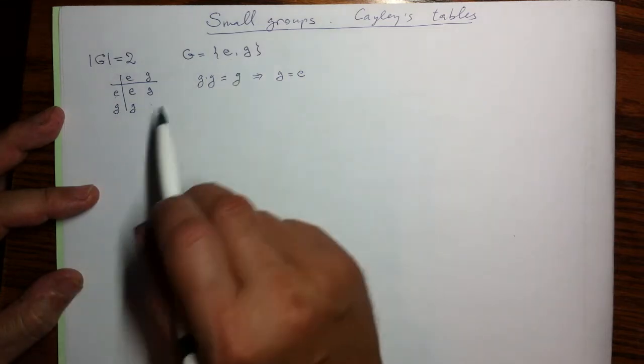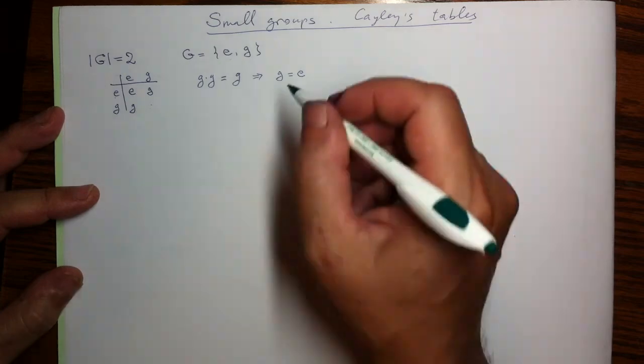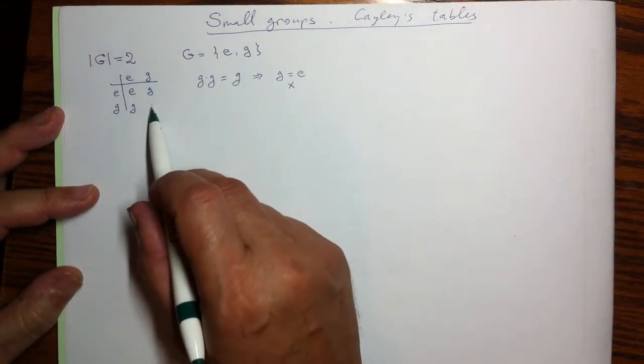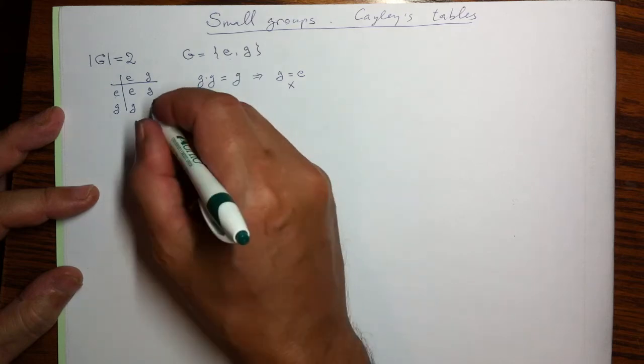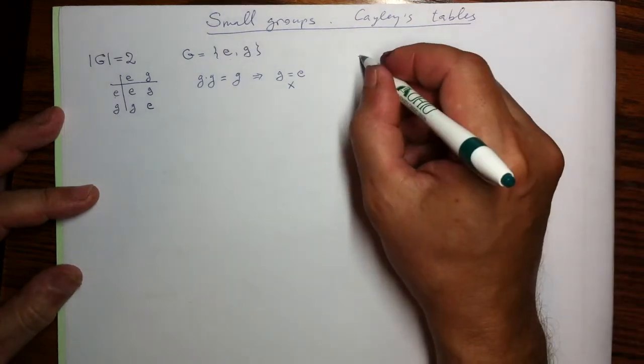We chose them to be different. There are two different elements in our two-element group, so that is a contradiction. We cannot have the answer here being g, so it must be the identity. And indeed, it is a working group. We have, well, at least two examples.